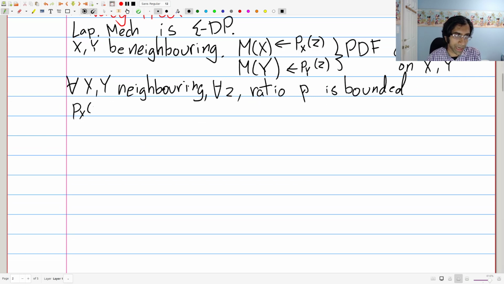So p_x(z) divided by p_y(z). Recall that differential privacy says that this is bounded above by e to the epsilon. So okay, let's just write this out. We can write it out as a product, once for each query that we're doing, once for each dimension of the output. And we're just going to write this as exactly what the PDF says it would be. So let me write this here, and then we'll explain it.